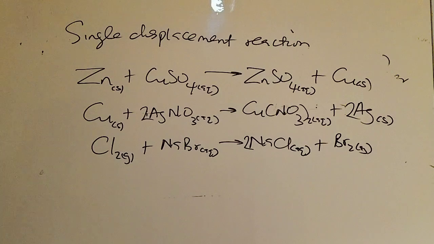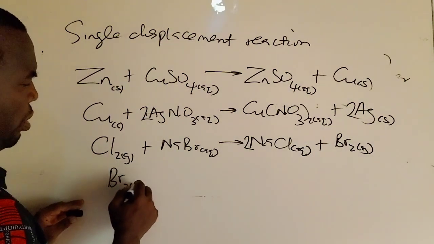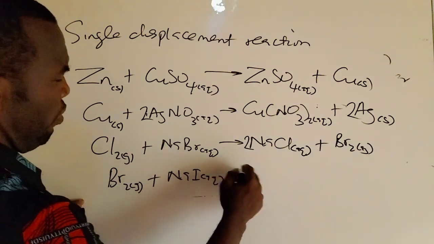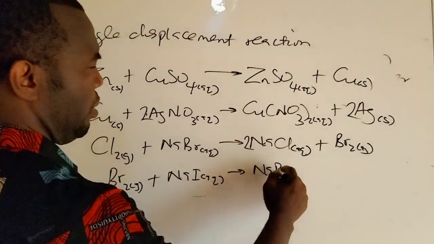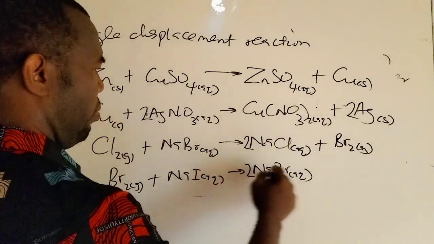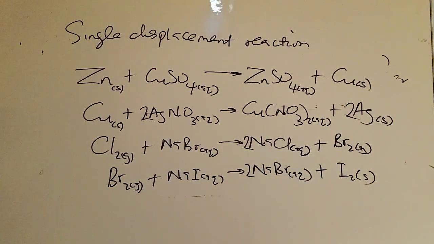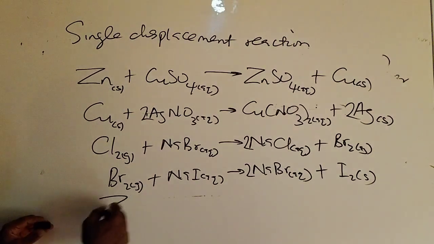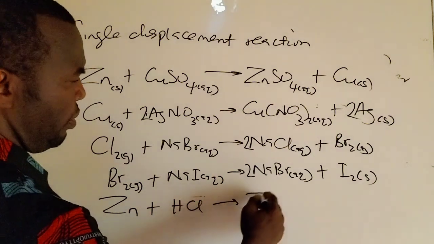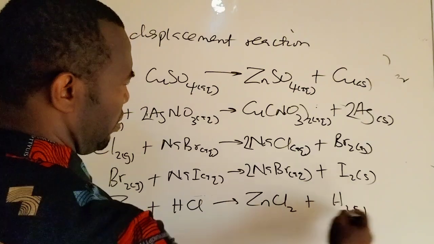And example four, we have bromine plus sodium iodide, giving us sodium bromide plus iodine. So look at these examples. Also another one, zinc plus HCl, giving zinc chloride plus hydrogen gas.